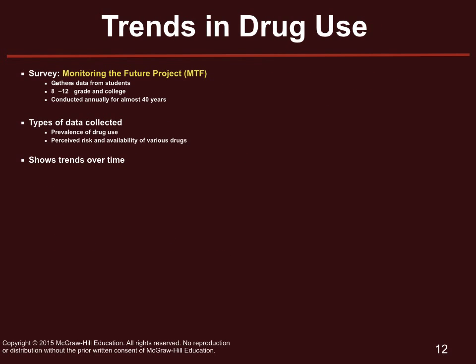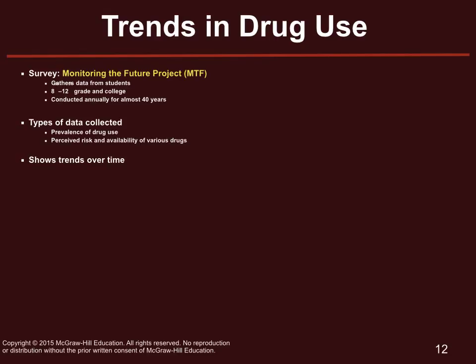Now, we do continue to try and collect this information. One of our most important surveys is the Monitoring the Future project. Some of you may actually have taken this survey in high school. It's conducted in 8th through 12th grade classrooms and in college, and we've been collecting this data every year for almost 40 years. And what we're basically looking for here is prevalence, how many people are using, and then also perceived risk and availability. So you've got some data here from Monitoring the Future to take a look at.